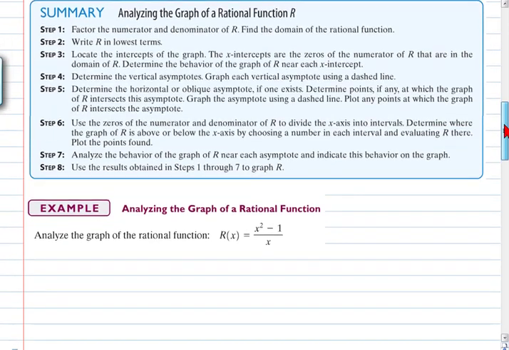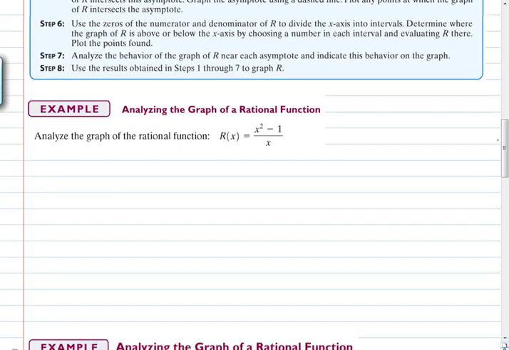Now let's just do one on our own. We want to analyze the graph of this rational function. What should we do first? Simplify. What do you mean by simplify? I agree, simplify. Okay, let's factor it. So this is going to give us x plus 1 times x minus 1 over x.